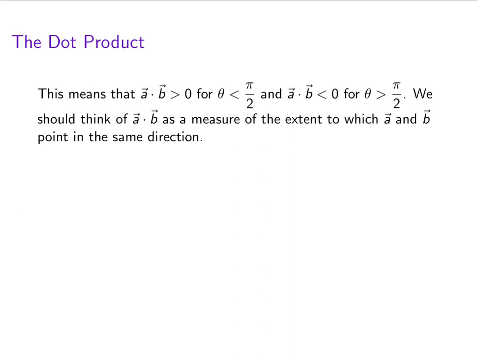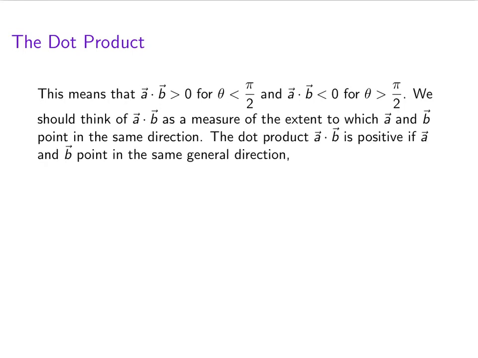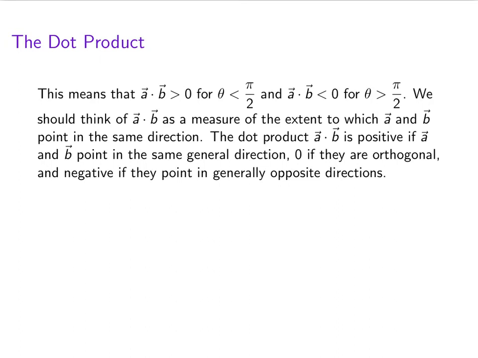With this in mind, we're going to think of a dot b as a sort of measure of the extent to which a and b point in the same direction. The dot product a dot b is positive if a and b point in the same general direction, 0 if they're orthogonal, and it's negative if they point in generally opposite directions.